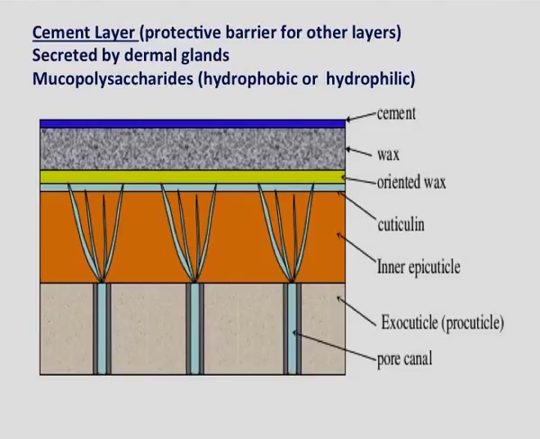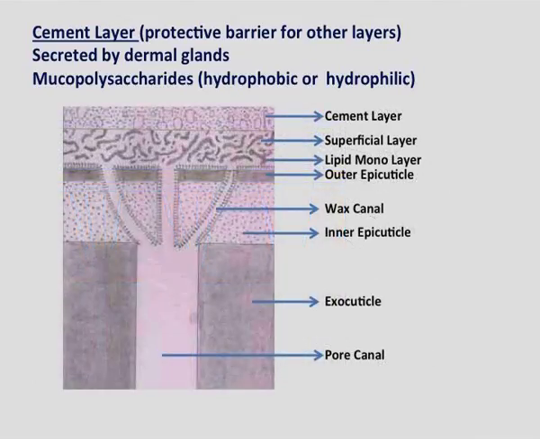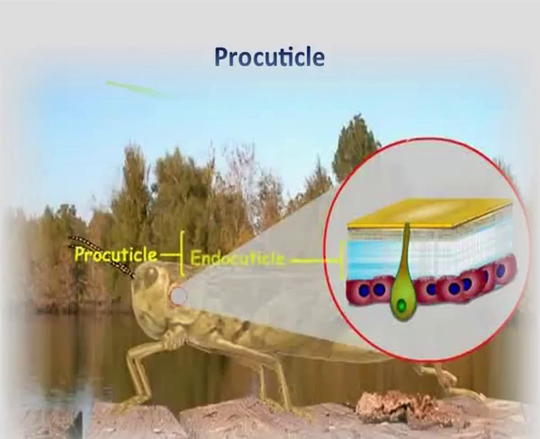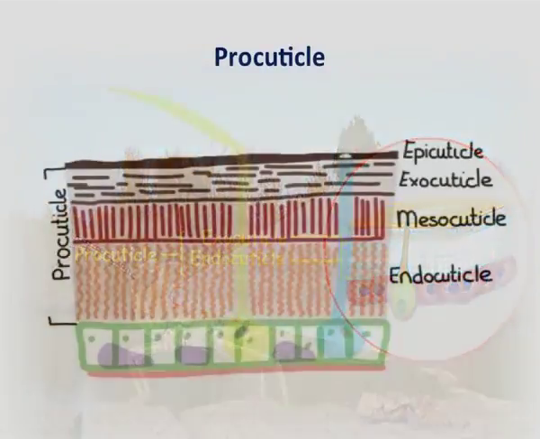So, the next layer is the cement layer. It is secreted by dermal glands and is a protective barrier for the other layers. It mainly consists of mucopolysaccharides and may be hydrophobic or hydrophilic. It is not present in all insects. The next one is the procuticle. It is a layer of endocuticle and exocuticle.